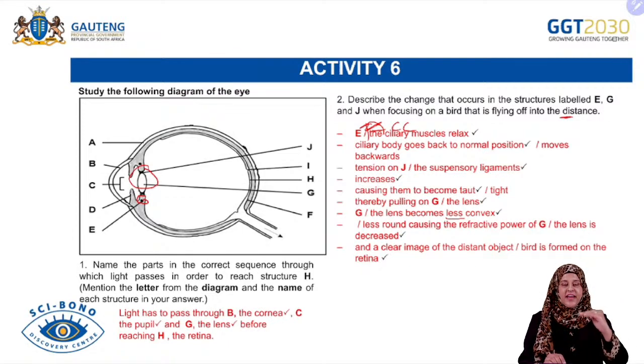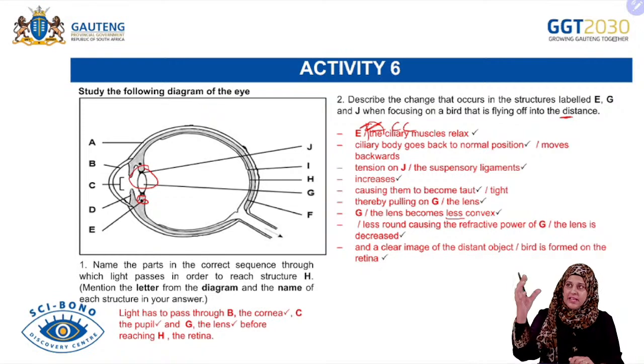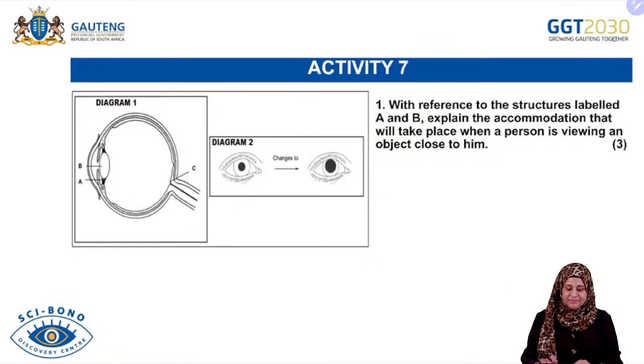It means the refractive power of the lens has decreased and a clear image forms, and therefore the clear image of the bird forms onto your retina, and then you can see that. Okay, now we're looking at the structures labeled A and B. So now we're looking at A, the suspensory ligaments, and B, the lens.